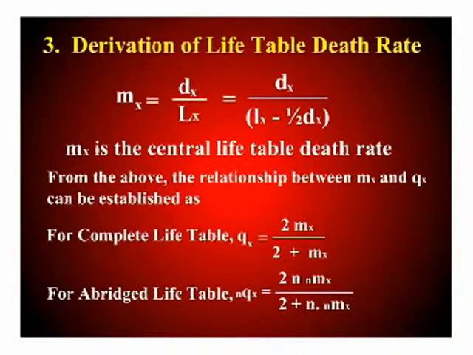From this function, qx can be related with mx as qx equals 2mx divided by 2 plus mx. This is the equation used for the conversion of age specific death rate into age specific mortality rate. In the case of an abbreviated life table, nqx equals 2n into nmx divided by 2 plus n nmx.